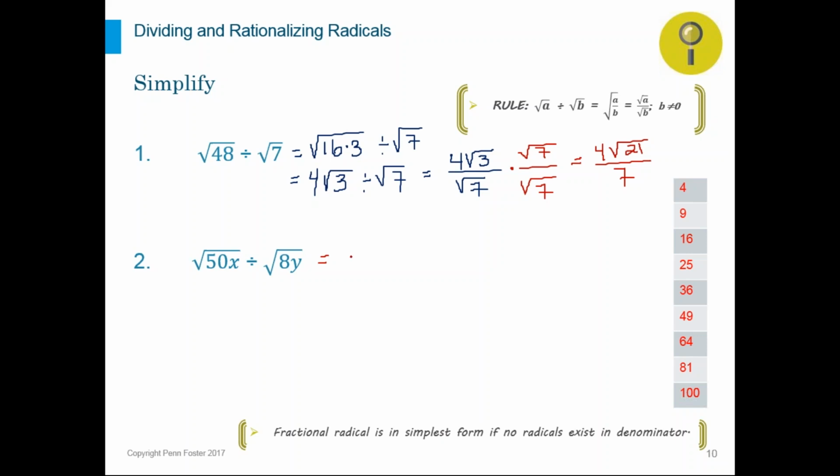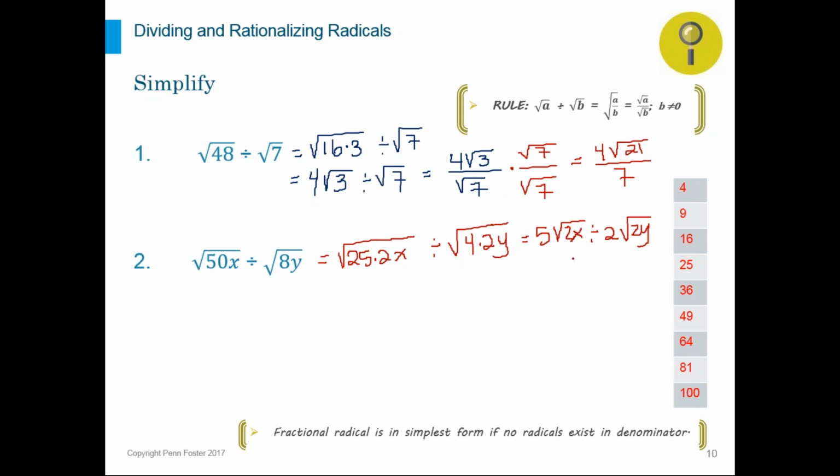50 has one perfect square factor. It's 25. 25 times 2 will give you the 50. So let's rewrite. It's the square root of 25 times 2, and I still have the x, divided by the square root of 4 times 2, which will give you the 8, and I still have a y here. Apply the square roots to perfect square numbers. So we have 5 the square root of 2x for the first one here, and then divided by 2 the square root of 2y.